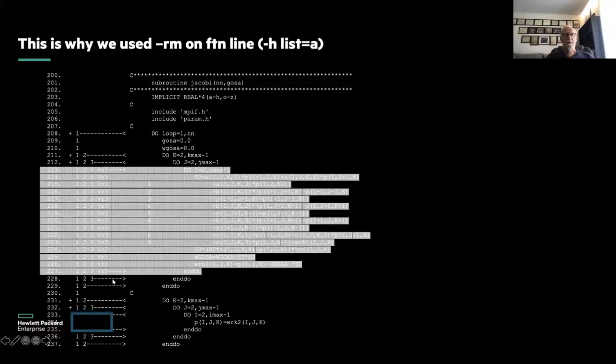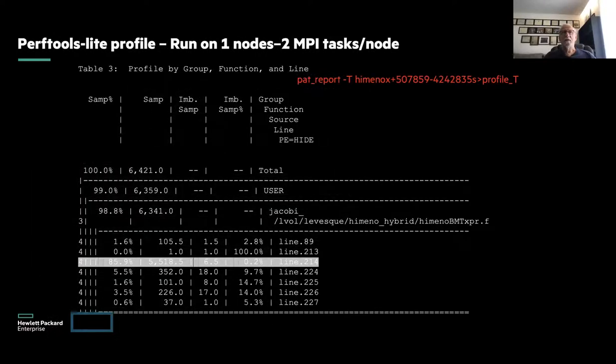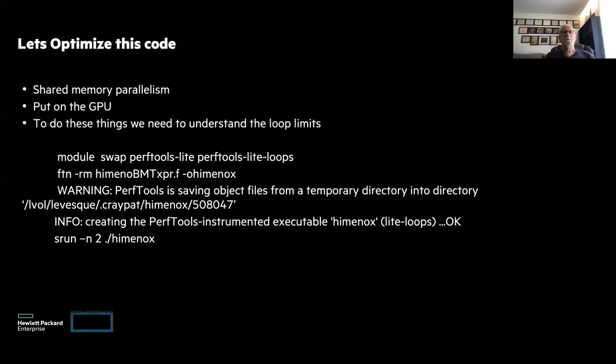And this outer loop encompasses a halo exchange, as well as an MPI all reduce of WGOSA, which is kind of our error checking. So that's where all the code's being used. Now, let's do shared memory parallelism on that. And then we're going to put it on the GPU.